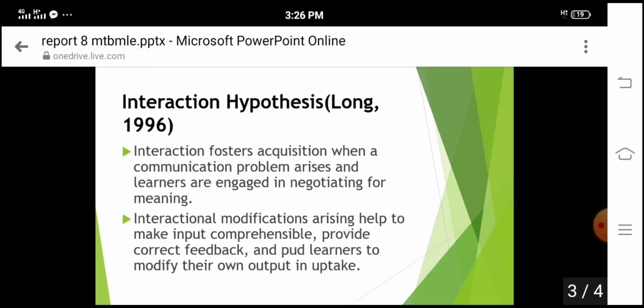Interactional modifications arising help to make input comprehensible, provide corrective feedback, and push learners to modify their own output in uptake. Ito naman ang mga pagbabago sa pakikipag-ugnay na umuusbong at tumutulong upang maunawaan ang pag-input ng mga bagay ng wastong puna sa mga mag-aaral. At ito rin ang dahilan upang baguhin ang kanilang pagsasagawa ng mga wika.